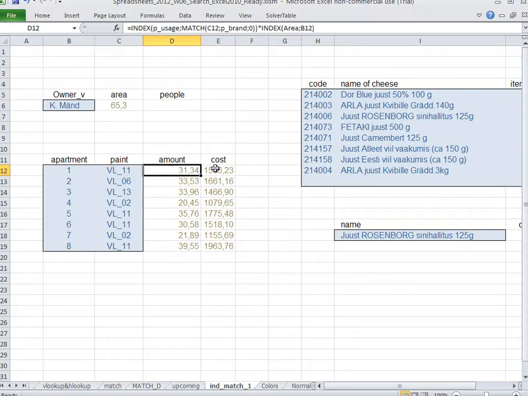Again, we have tied together 3 tables here, one concerning the apartments, the other the paints, and the third painting the apartments.